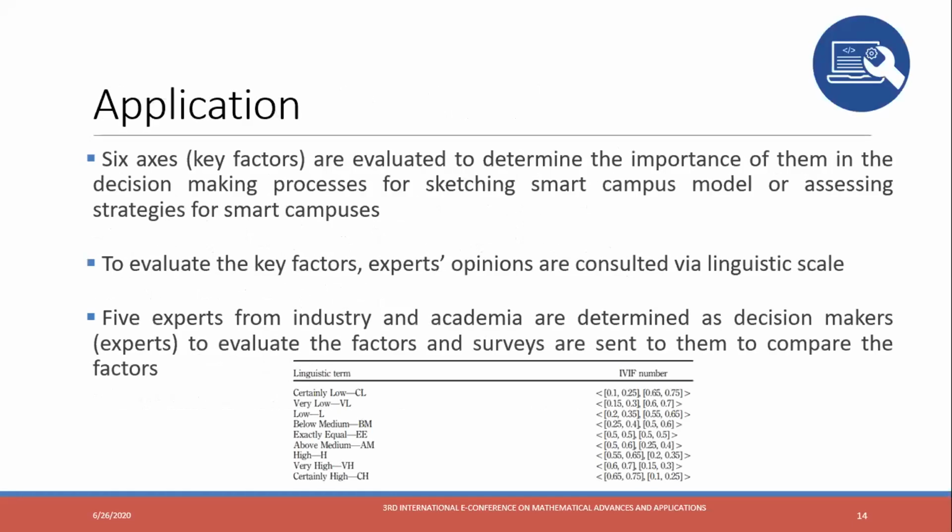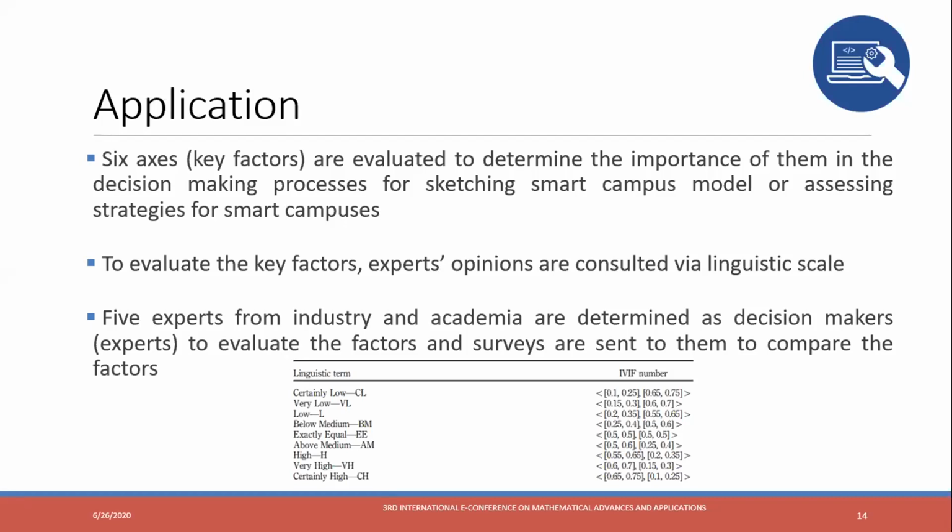And the application part, what did we do? We tried to evaluate the key factors, which are the 6 axes for smart campus applications, to determine the importance of them in the decision-making processes for sketching smart campus models or assessing strategies for smart campuses.